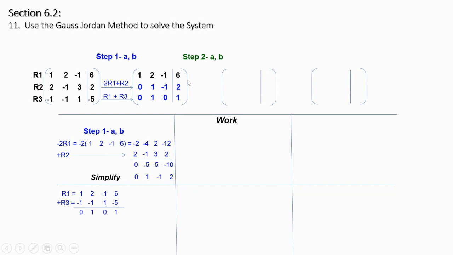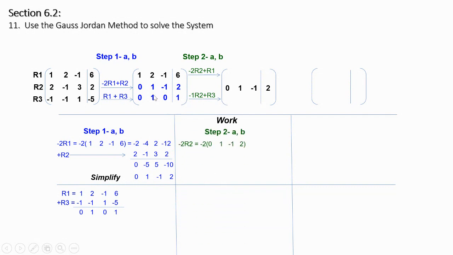So for step 2, right, in green. For step 2, I'm going to keep row 2 how it is. And the 2 must be a 0, so row 1 is going to change, and the 1 here on the third row must be a 0, so row 3 is going to change. And we're going to be using row 2. So to get rid of the 2 there, I need to multiply the second row by negative 2. So negative 2 row 2 plus row 1. And to get rid of the 1 here on the second column, on the third row, I need to multiply row 2 by negative 1. So it's going to be negative 1 row 2 plus row 3. And here's my work.